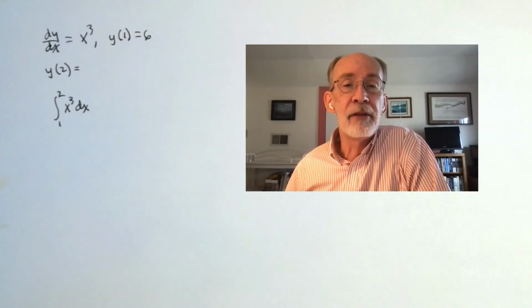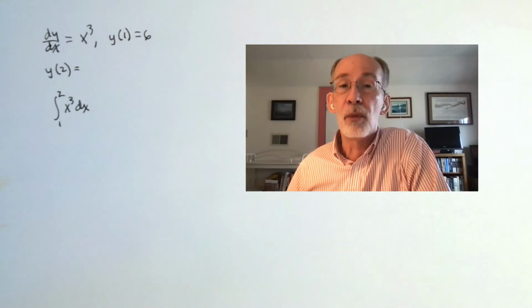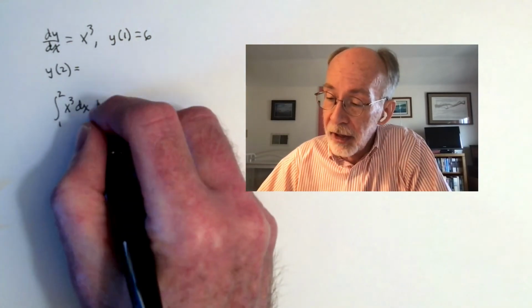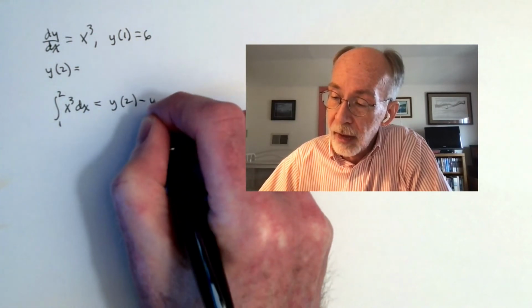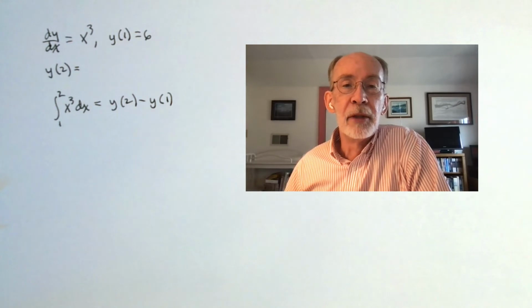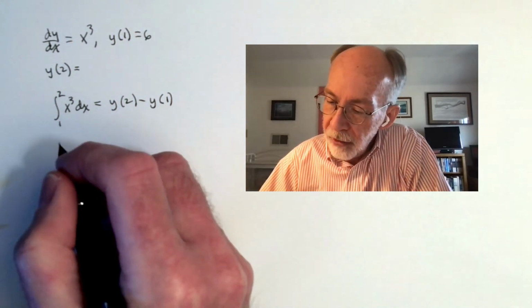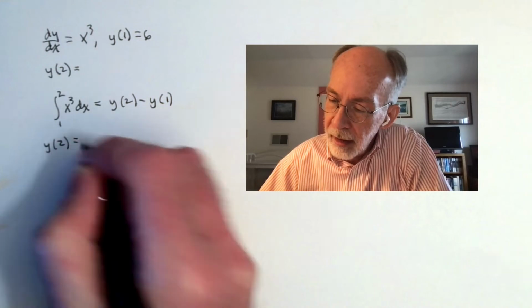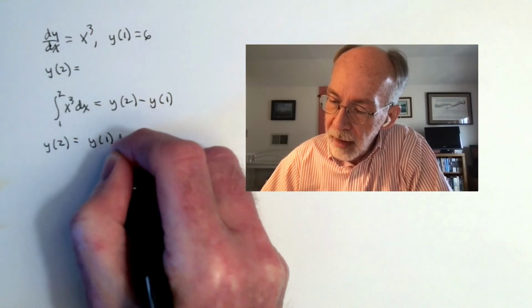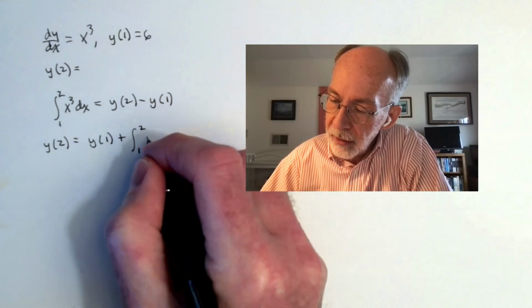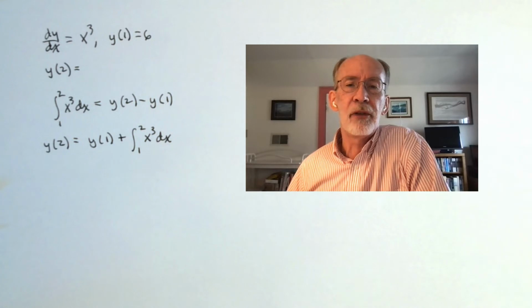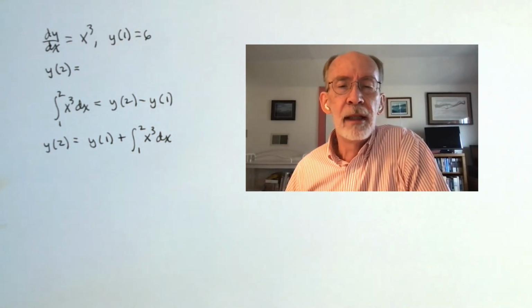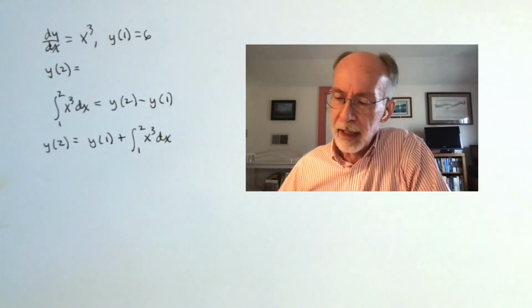If we were to evaluate this definite integral, we would take the antiderivative of x cubed, which is y, and using Fundamental Theorem Part 1, we would take y of 2 minus y of 1. If we employ a little algebra 1, this tells us that y of 2 is y of 1 plus the integral from 1 to 2 of x cubed dx. And you might at this point say, well, so what? I still have to integrate the x cubed. It's a little bit different look, but what does it really buy me?